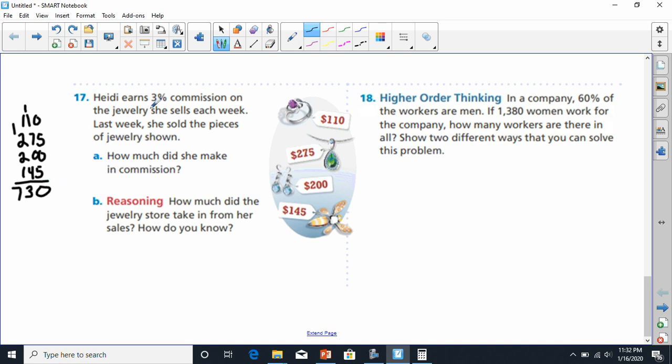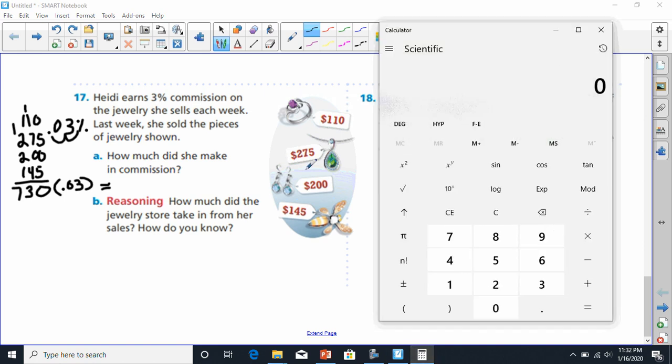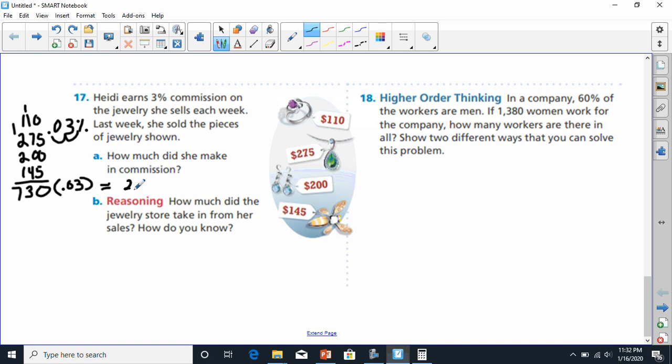Now we've got to take 730 and multiply it by 3%. Well, 3% can be found by moving the decimal 2 spaces, so it would be 0.03. So this is going to be 730 times 0.03. And that'll give us our commission. We use our trusty calculator here. 730 times 0.03, that's 21.9. So that means she made $21.90 in commission.